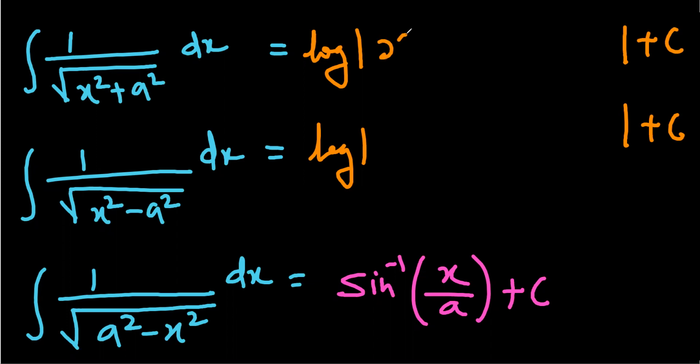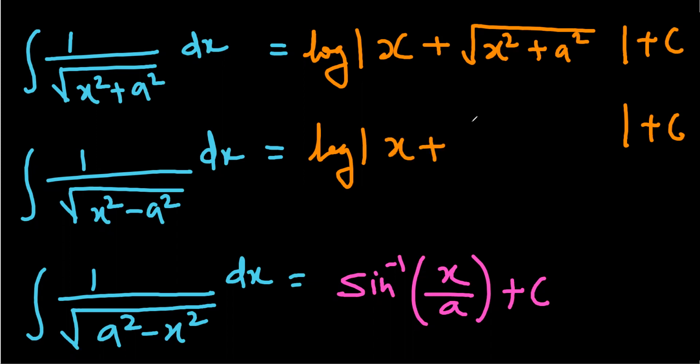One of them is the variable itself. What's the variable? x. So x plus, and then the square root which you have in the denominator, you write as it is. So square root of x square plus a square. And same here: x plus square root of x square minus a square, because the square root in the denominator has x square minus a square. So this is it. Practice it well.